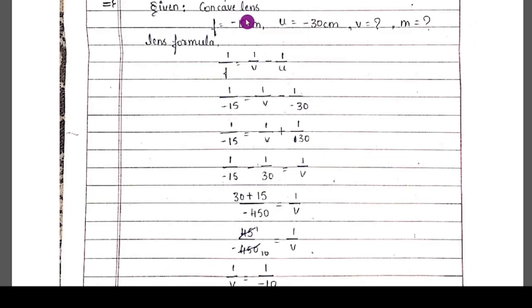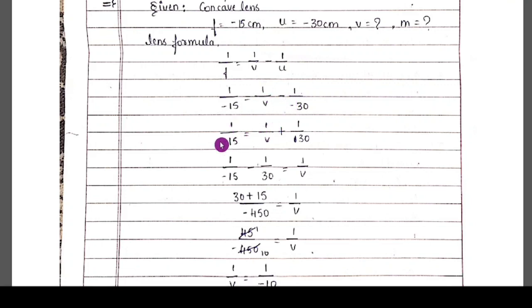10th question: in the given question they have given a convex lens, so the focal length will be minus 15 cm, and the object distance they have given is 30 cm, and we have to find the image distance and magnification of the lens. We know the lens formula, 1 by f equals 1 by v minus 1 by u. So 1 by minus 15 is equal to 1 by v minus 1 by minus 30.